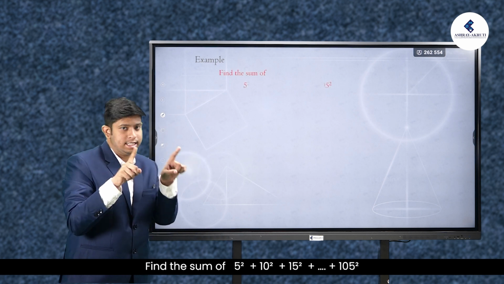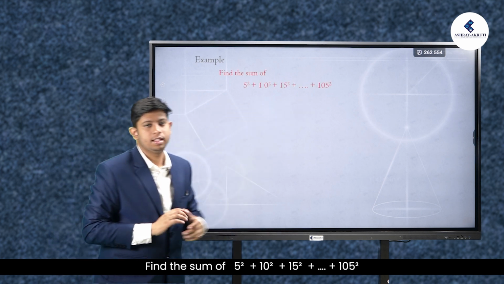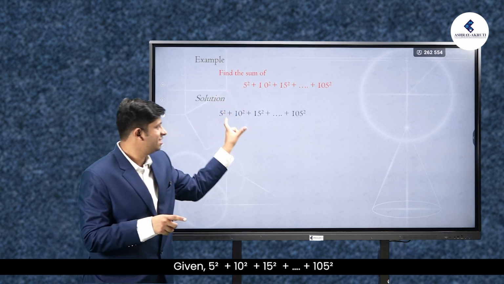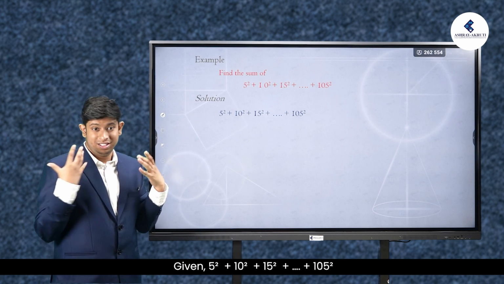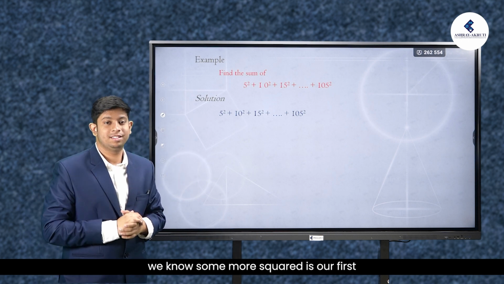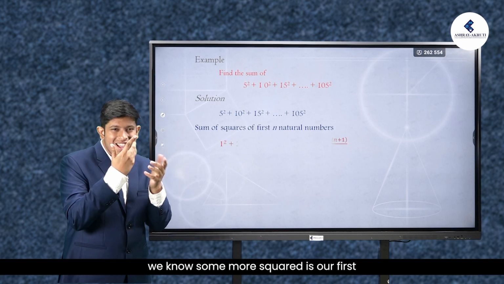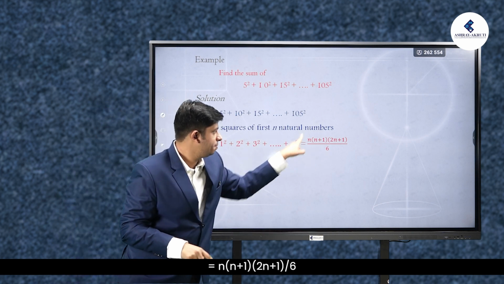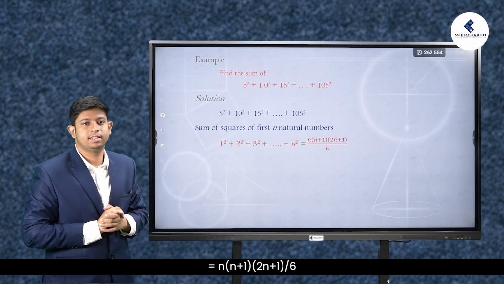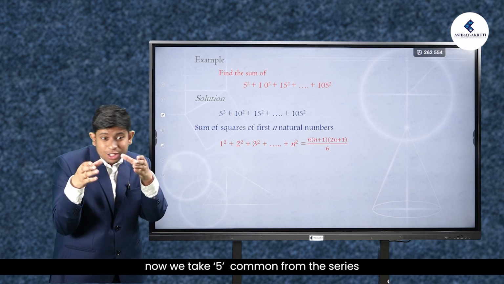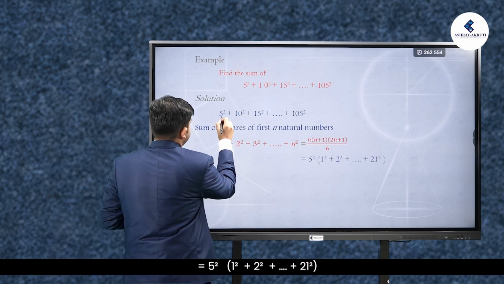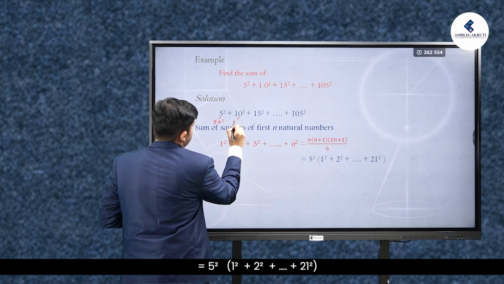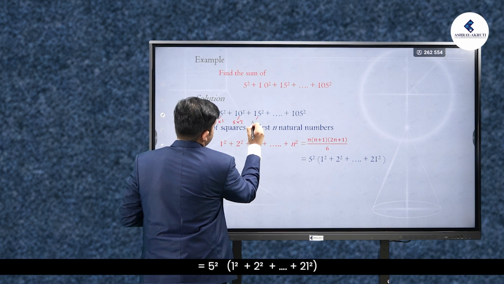Find the sum of 5 square plus 10 square plus 15 square plus so on 105 square. Solution. Given 5 square plus 10 square plus 15 square plus so on plus 105 square. We know sum of squares of first n natural numbers is equal to n into n plus 1 into 2n plus 1 by 6. Now we take 5 common from the series. Then we get 5 square into 1 square plus 2 square plus so on plus 21 square.